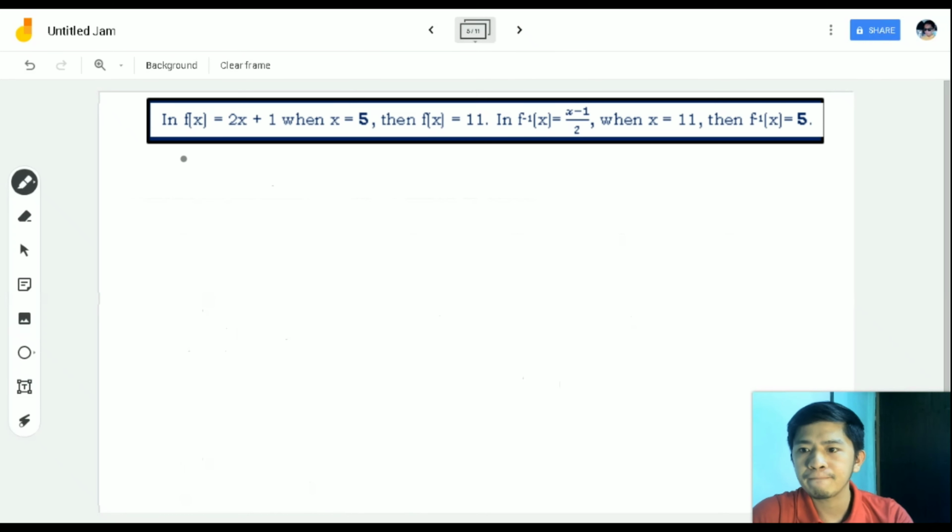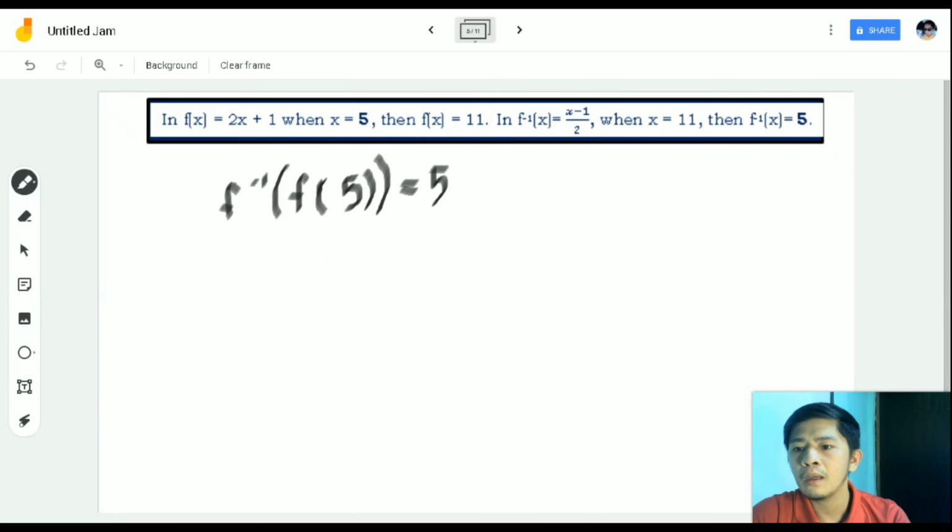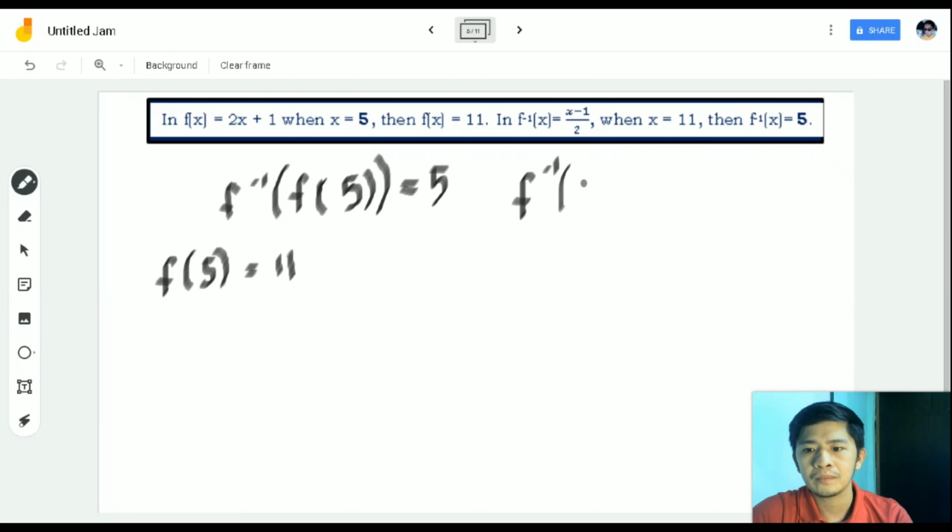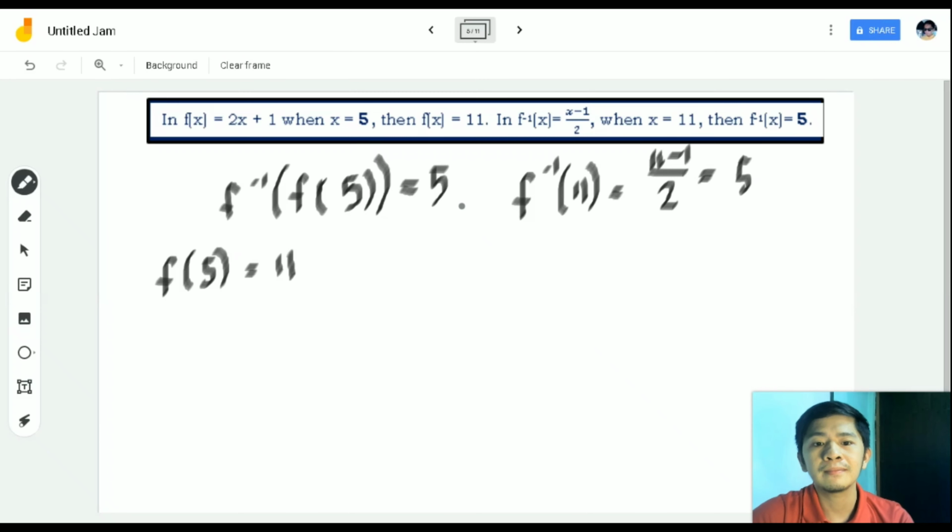So let's have another example. When x is 5, is it true that f inverse of f of 5 is also 5? So let's check. Using f of x, f of 5 equals 2 times 5 is 10 plus 1 is 11. Then using f inverse of x, your x will become 11. So that will be 11 minus 1 all over 2. 11 minus 1 is 10 over 2 is 5. So that is true. f inverse of f of 5 equals 5.